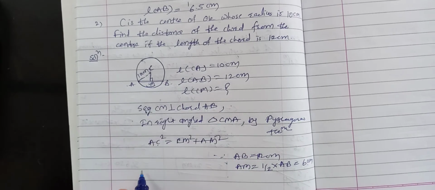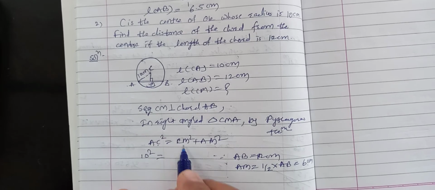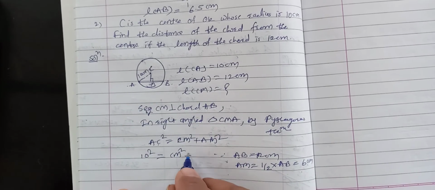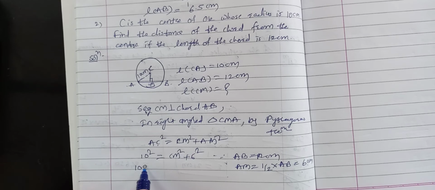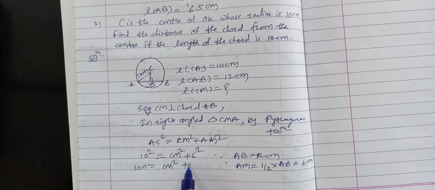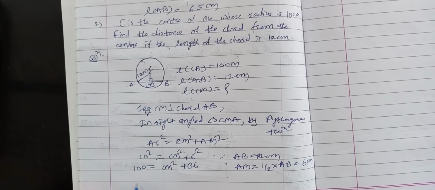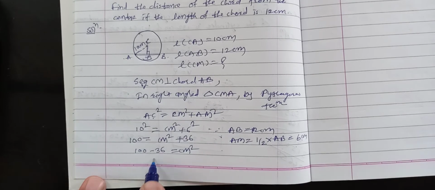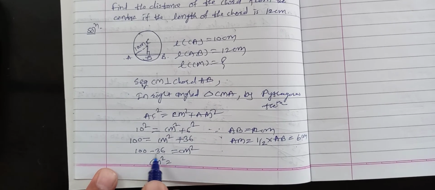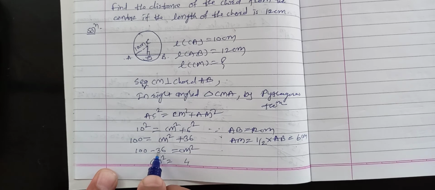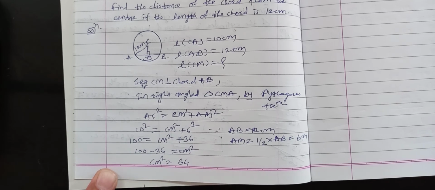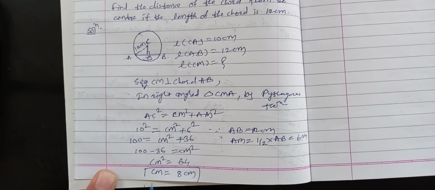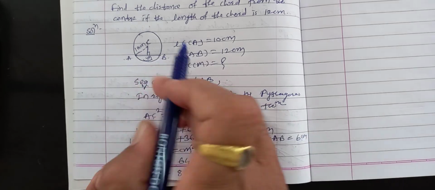So put value. AC is given 10 square is equal to. CM is not given as it is. AM, this is we found it. It is 6 square. Okay. So this is 100 is equal to CM square plus this is 36. Take this 36 here plus. Will it come left side? Become minus. Okay. So CM square is equal to what? Subtraction is 100 minus 36 is 64. So this is 64. So what is CM? Square root 8 centimeter. So what is your answer?